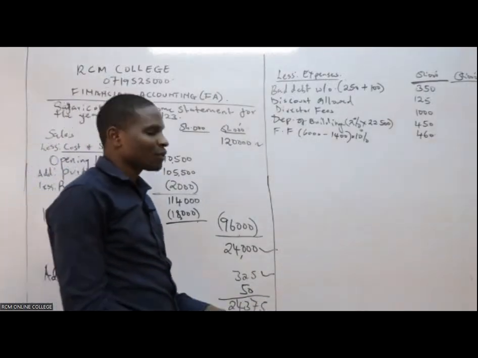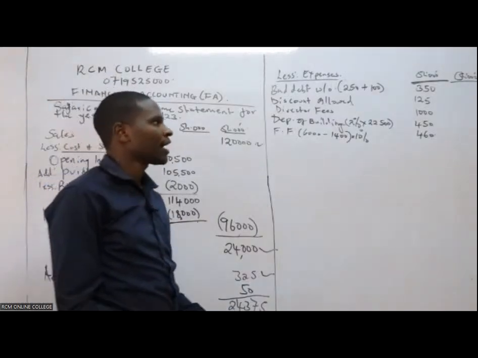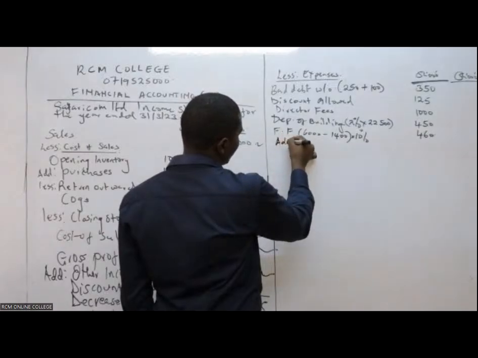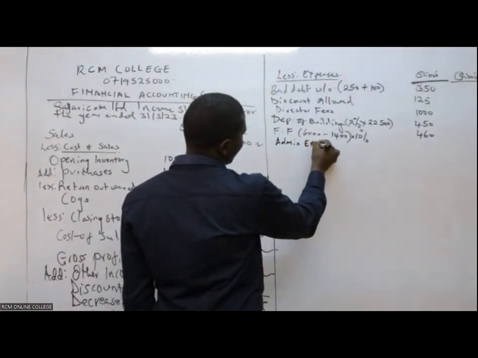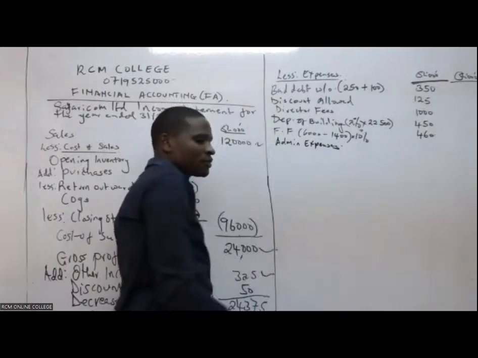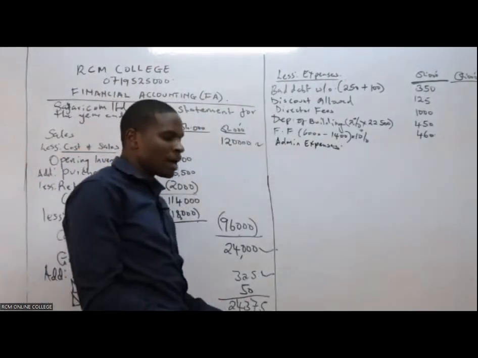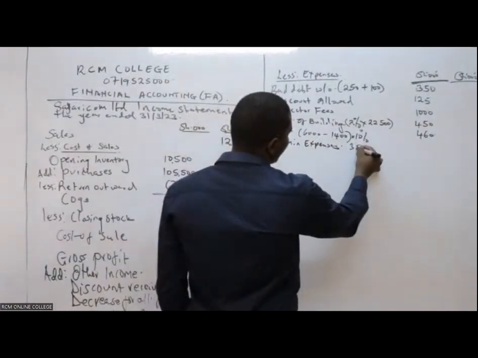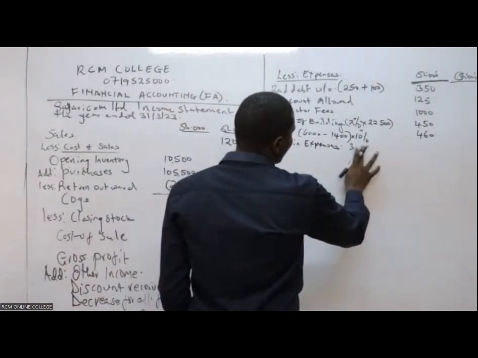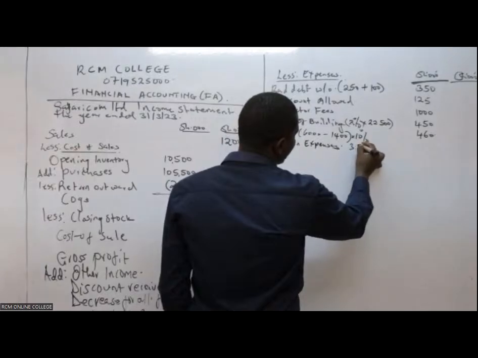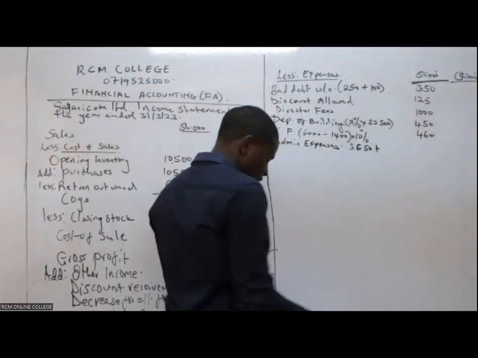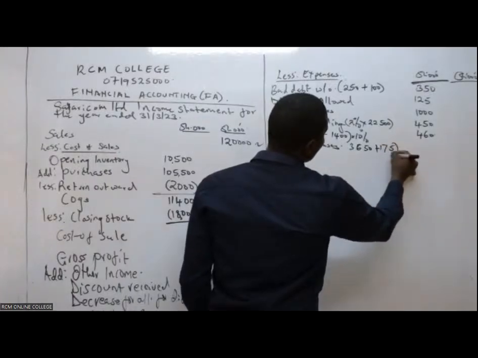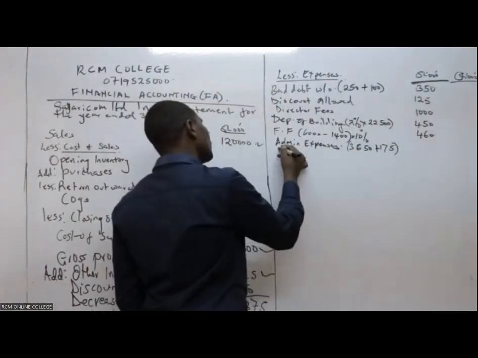So class, it is always good to know accrued will always increase the expense. So we have admin expenses, which will increase with that amount. I can see in the trial balance, the admin is 3650 plus whatever was accrued. The accrued amount is 175. What is the total?